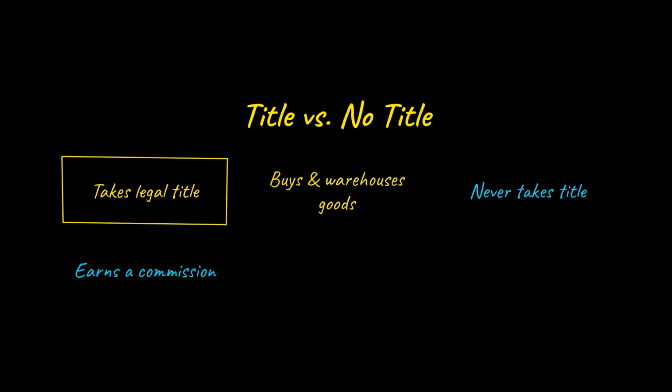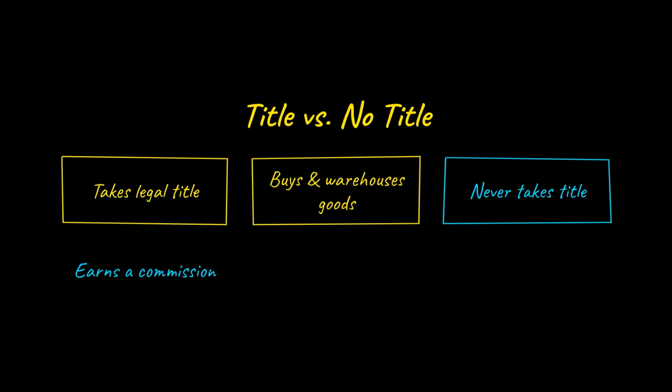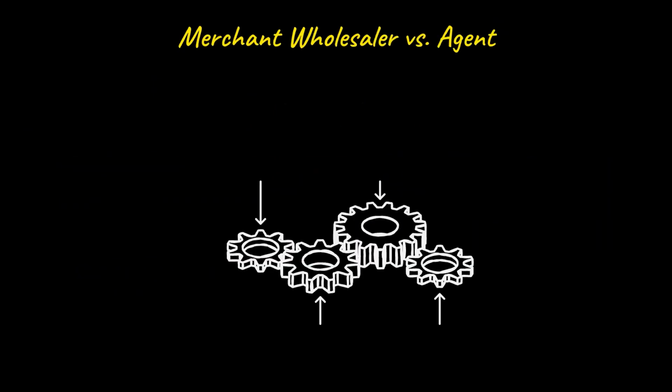A merchant wholesaler takes legal title. It buys the goods outright, stores them, bears the risk, and resells them for profit. An agent or broker never takes title. Instead, it connects buyers and sellers and earns a commission without ever owning the inventory. Visually, the merchant wholesaler sits in the middle of the supply chain as an owner. Goods flow through its warehouse. The agent or broker sits to the side, facilitating the deal without the goods ever belonging to them.